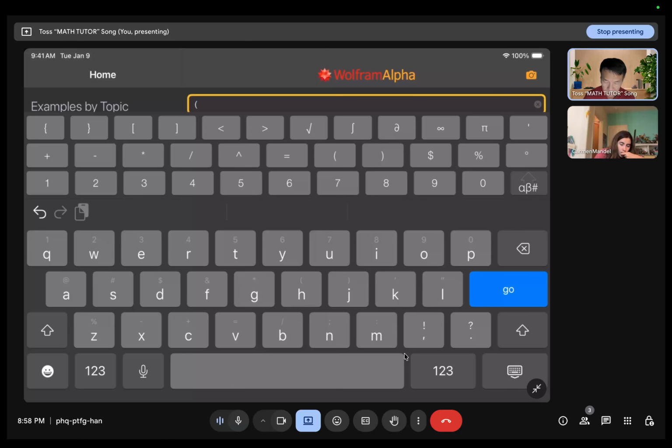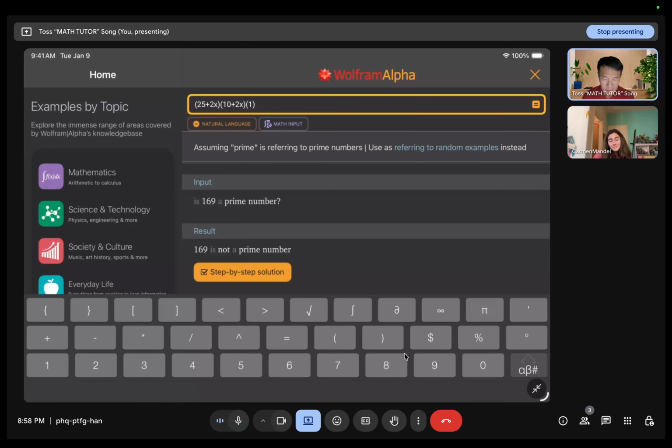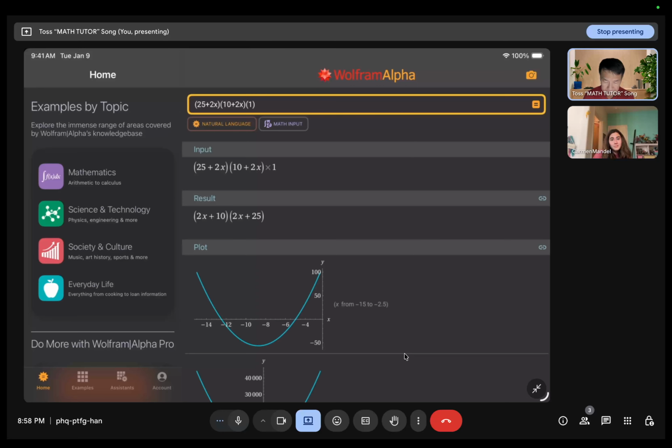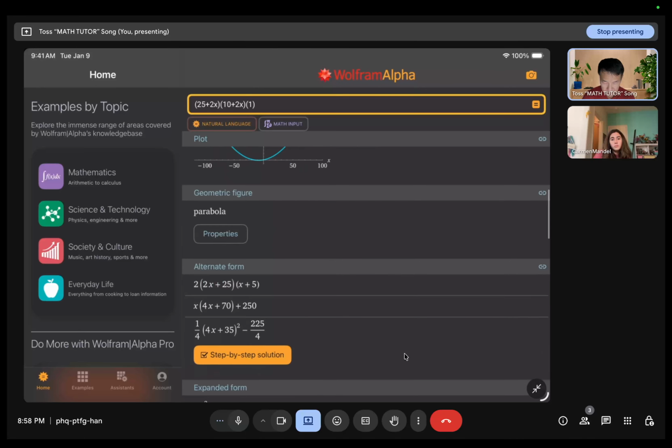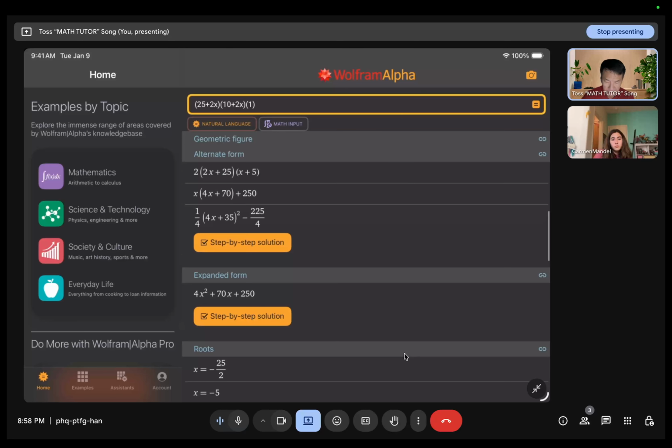Because what was that? 25 plus 2x times 10 plus 2x times 1. You can see what I'm doing here, right? So that is going to be the first part, the expanded form. You can write that down: 4x squared plus 70x plus 250.